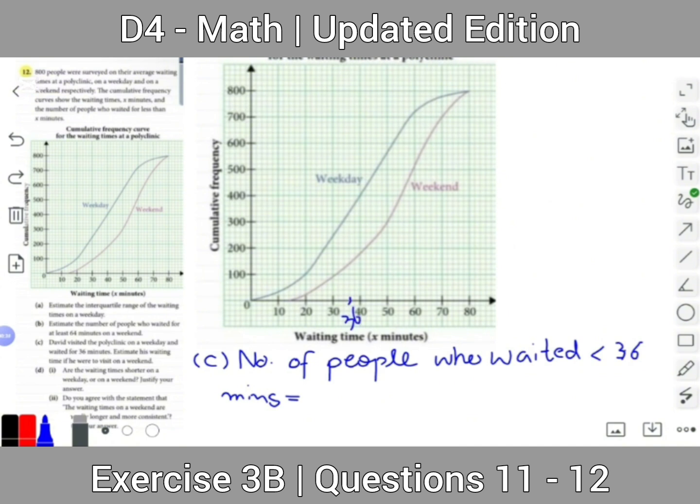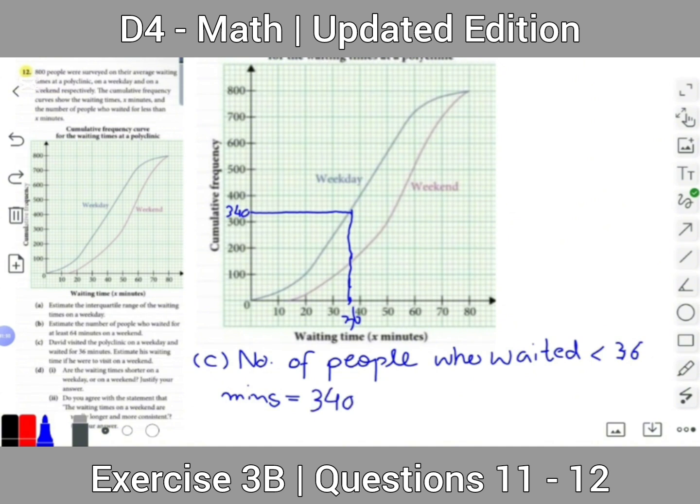Now from 36 we will draw a vertical line until it touches the weekday curve. Now from the point of intersection on the weekday curve we will draw a horizontal line until it touches the y-axis. So here we have the value 330, 320, 340. So the number of people who waited for less than 36 minutes is equal to 340.